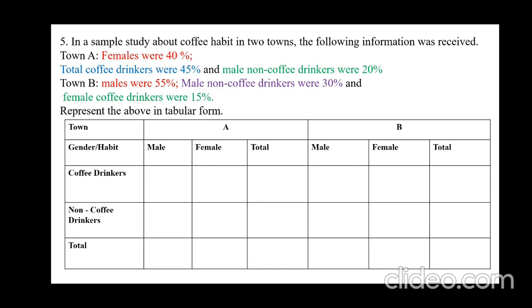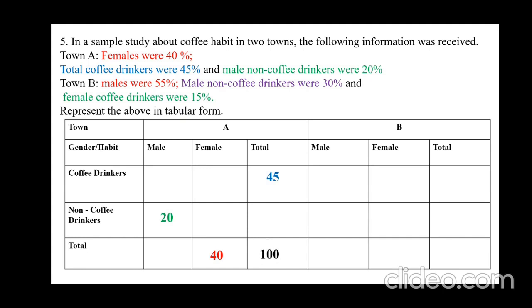First, town A we will consider. Females, 40. Color and matching. See that? 40. Here the percentage is also given, so no need to write it; we will consider the total as 100. Then total coffee drinkers, 45. Look at that. Then male non-coffee drinkers were 20. These are the three pieces of information given. We know very well that the percentage is given, so we will consider the total as 100. That's the one. So the remaining blanks we can fill in.